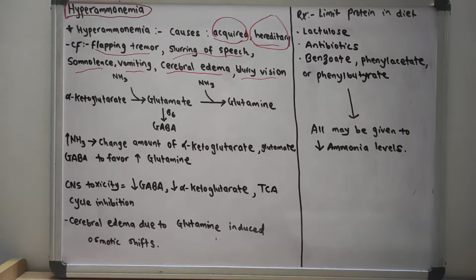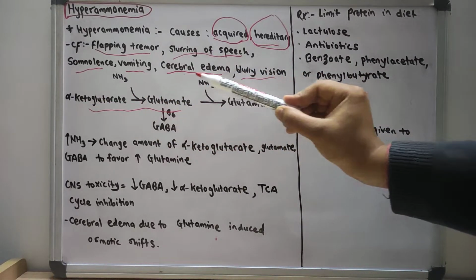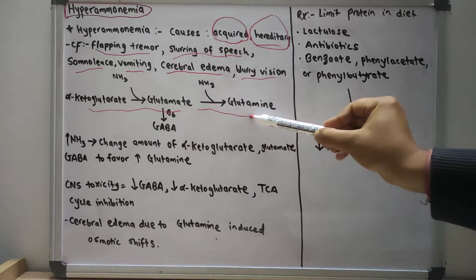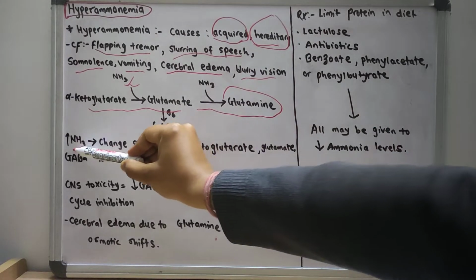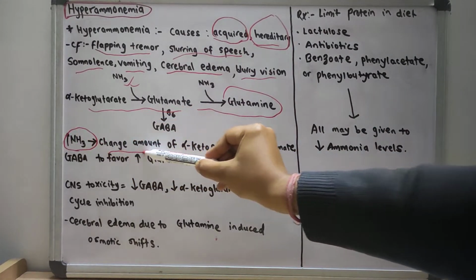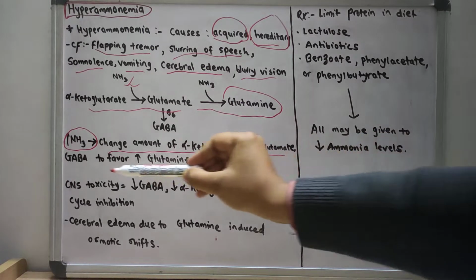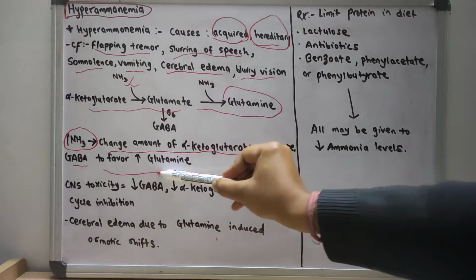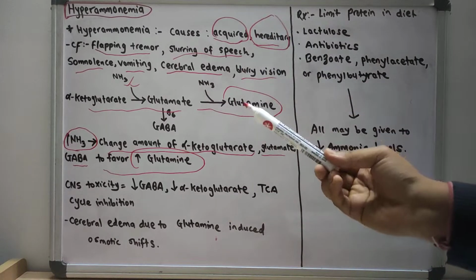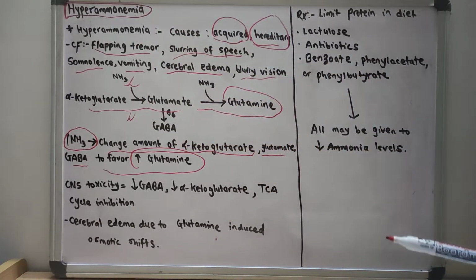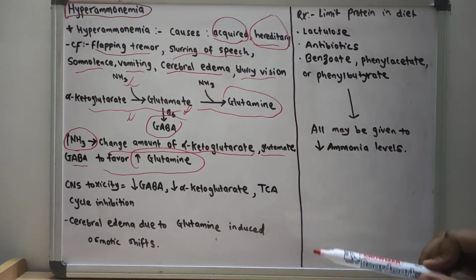As you can see in this reaction, alpha ketoglutarate is converted to glutamate, and glutamate is ultimately converted to glutamine with the action of ammonia. So an increased amount of ammonia will change the amount of alpha ketoglutarate, glutamate and GABA to favor an increased amount of glutamine. So there will be more consumption of alpha ketoglutarate, more consumption of glutamate, and also more consumption of GABA.